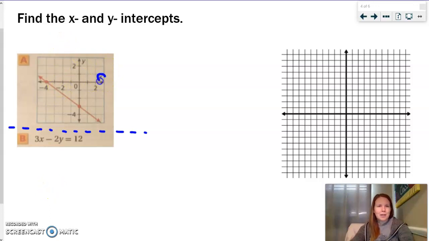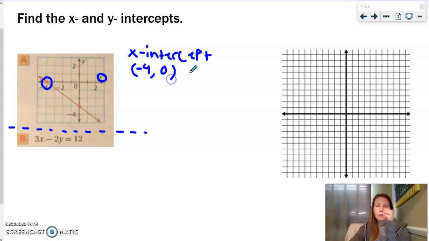So if I notice, here's my x-axis, so where does it cross the x-axis? Which is right here. So I'd say my x-intercept is at the point, looks to be negative 4, 0. Sometimes they'll also say that it's just negative 4. I will accept either version, so the actual coordinate point of negative 4, 0, or that you just put negative 4, because remember, the x-intercept means that y is going to be 0.